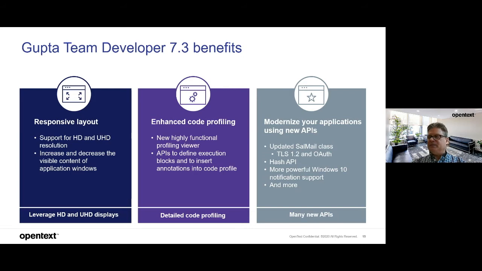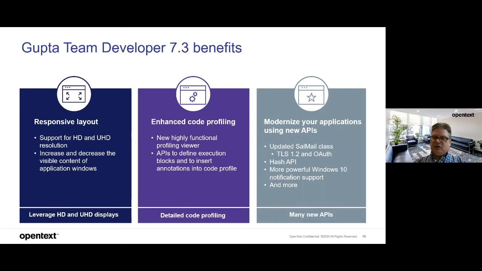And in Team Developer 7.3, we did also add many new APIs. We updated our SAL mail class library to include the latest TLS 1.2 encryption and OAuth encryption, so that you can communicate with Google Mail, for example, in a more trusted way.